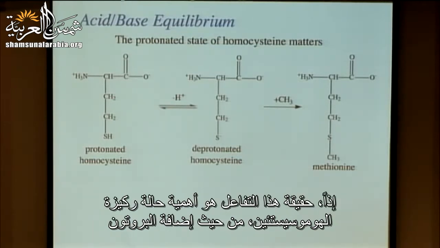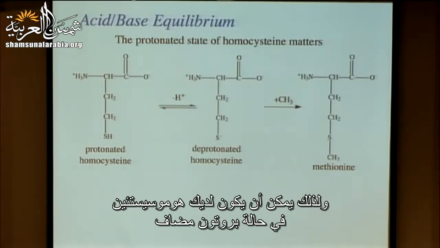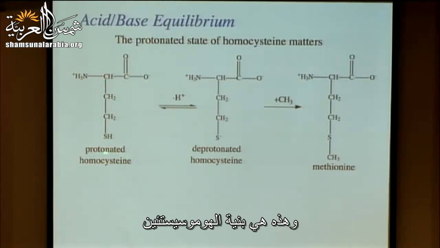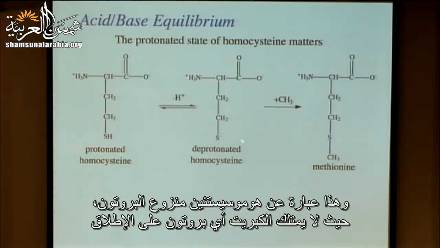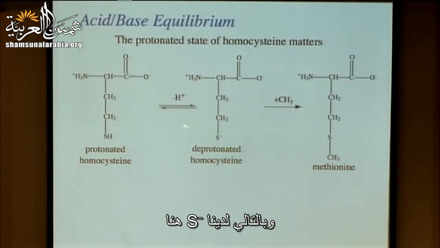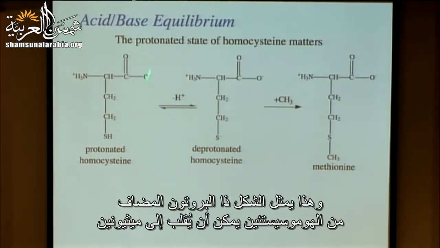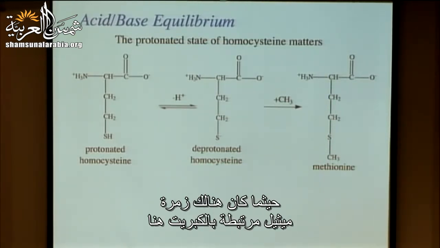So what is true about the reaction is that the protonation state of the substrate homocysteine matters. You can have a protonated homocysteine, and here's the structure of homocysteine, and a deprotonated homocysteine where the sulfur does not have a proton anymore, so we have an S minus here. This protonated form of homocysteine can be converted to methionine, where there's a methyl group attached to the sulfur here.